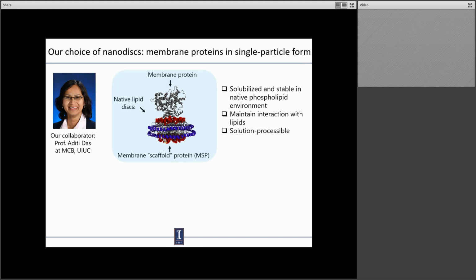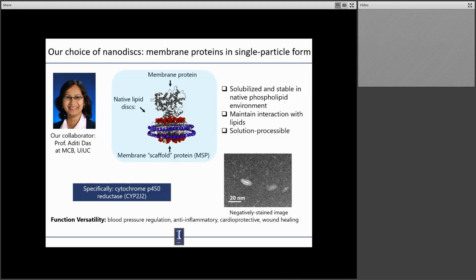and using this nanodisk structure, we can make sure that membrane proteins are stable in solution. They can stay in the native lipid environment, and at the same time, they can be easily processable in the form of a colloidal particle dispersion. So in particular, we first use a membrane protein, cytochrome reductase, and I will refer to it as CYP protein from now on, to redevelop sample preparation and imaging protocols.